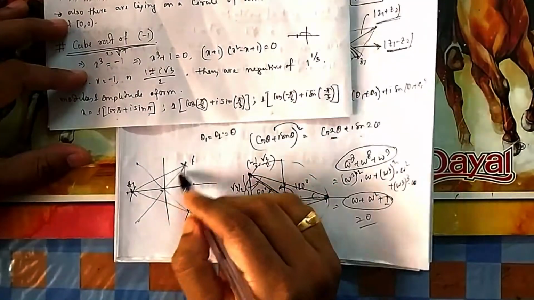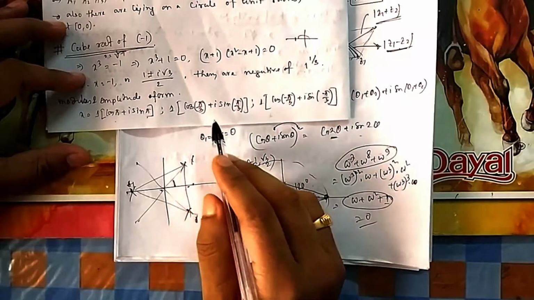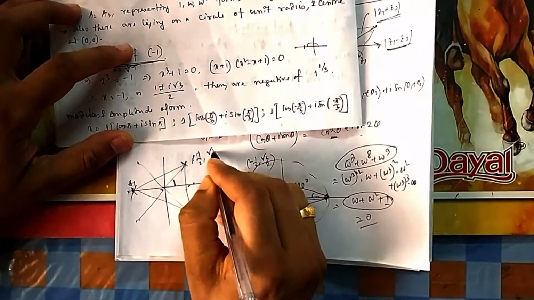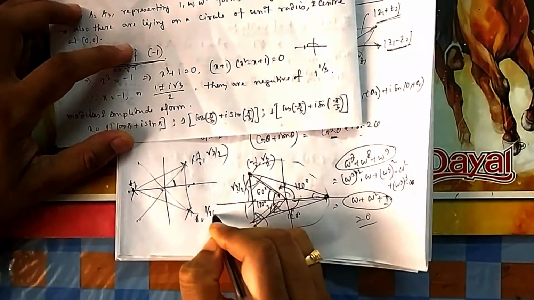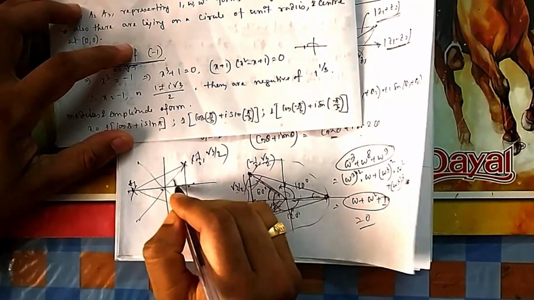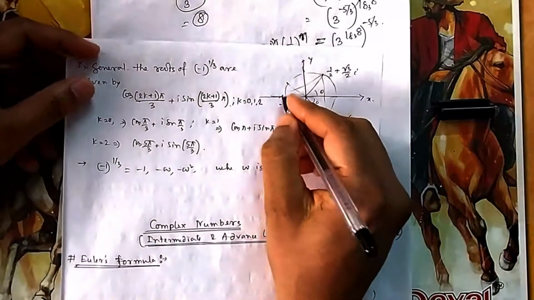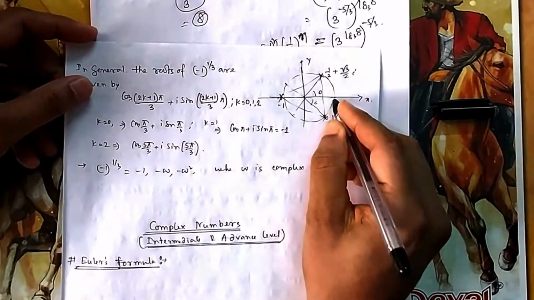And this one will now be pi by 3. This one will be 60 degrees. We can also find it out because this is half comma root 3 by 2. And this is half comma minus root 3 by 2. So this is half, this is root 3, so this is 60 degrees. And this is minus 60 degrees. So the angle will now, you can see these 3 will now come here.